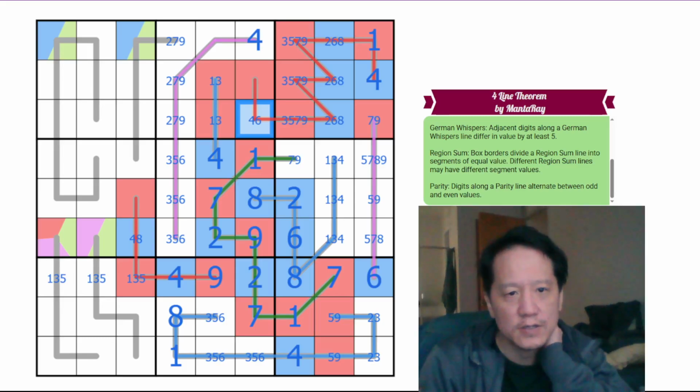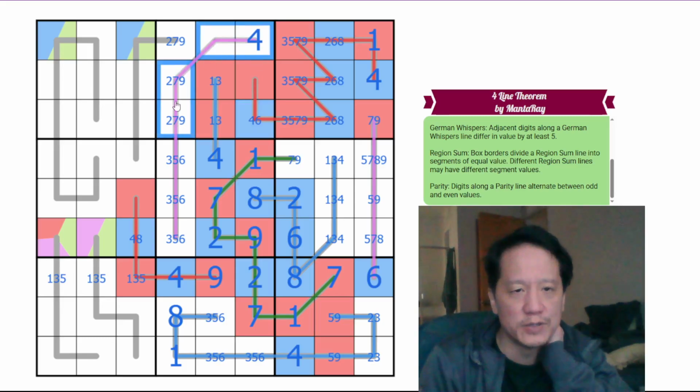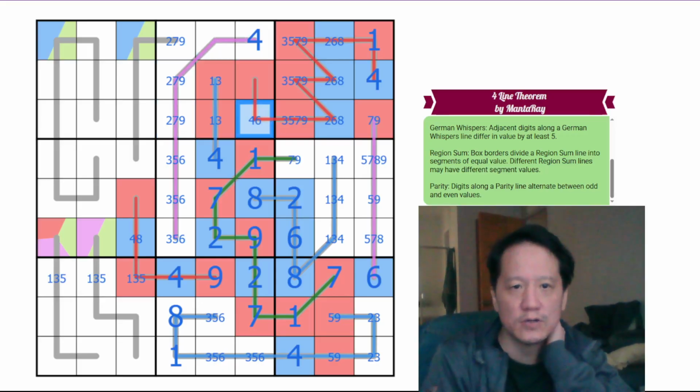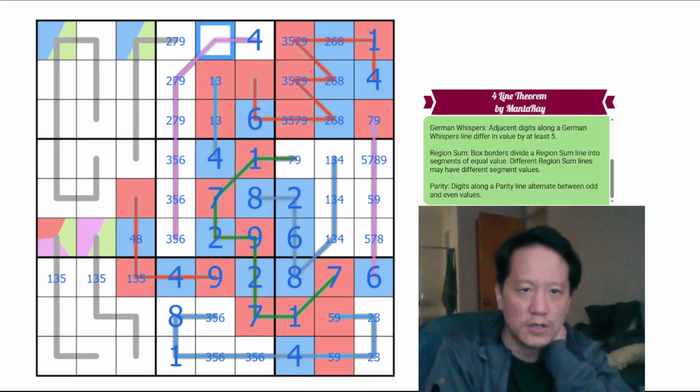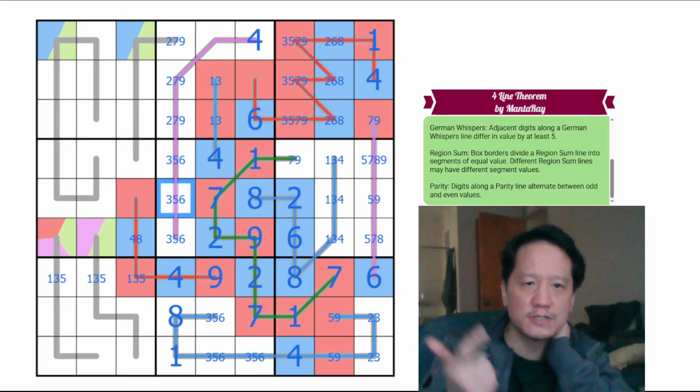Well, it could be... We don't have a 6 available on this Renban line. So 6 has to be here. So this is 6, which makes this 4. This has to be 7 to be on the Renban. We need 3, 4, 5, 6, 7.